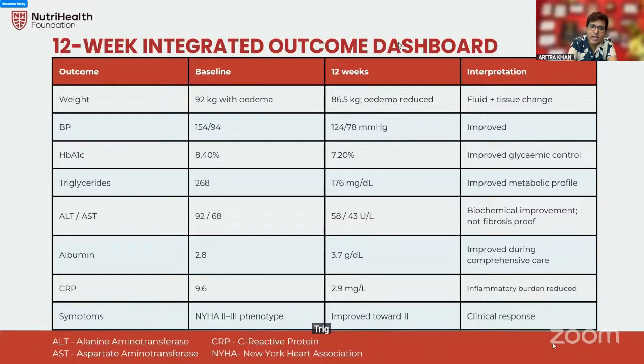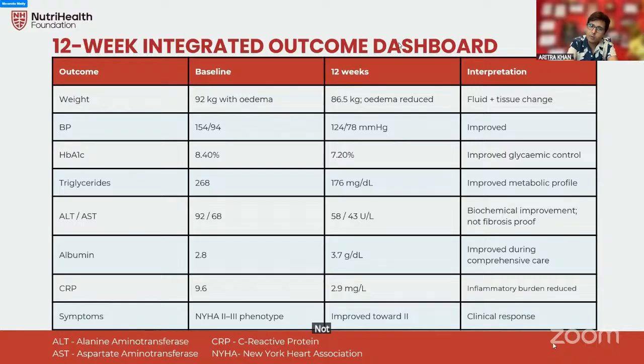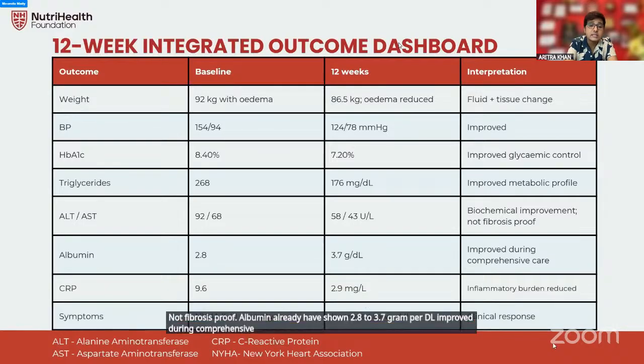Triglyceride 268 to 167.6 mg per dL, improved metabolic profile that we have seen with a low fructose diet, and simultaneously they were given a good amount of statin. ALT, AST 92, 68 to 58, 43. Biochemical improvement, not fibrosis proof. Albumin has shown 2.8 to 3.7 g per dL, improved during comprehensive care. CRP has shown 9.6 to 2.9 mg per L, inflammatory burden reduced.